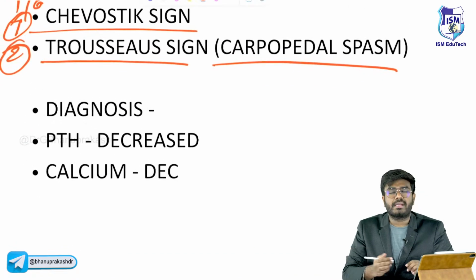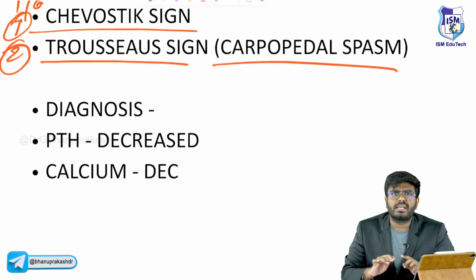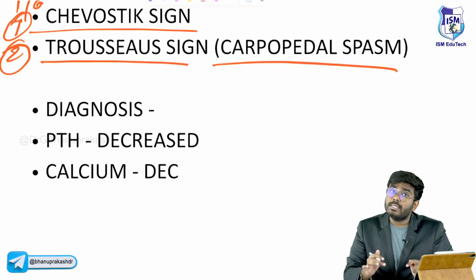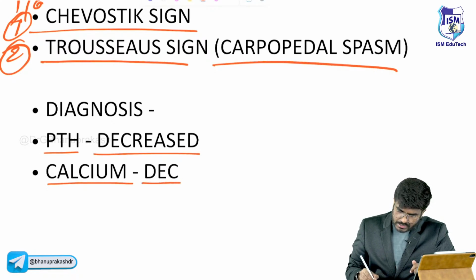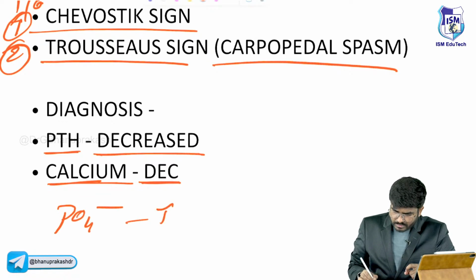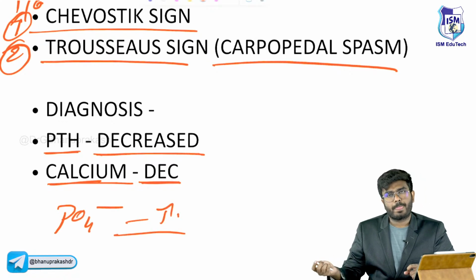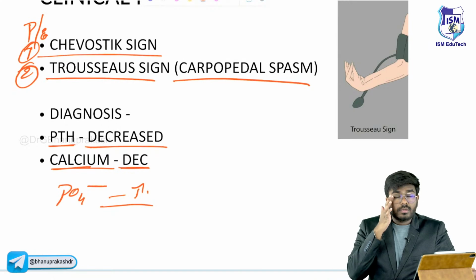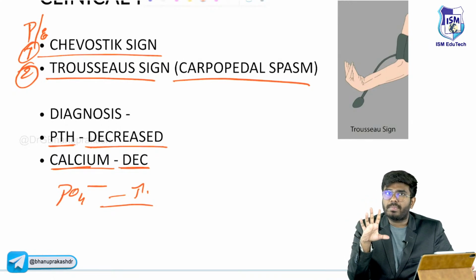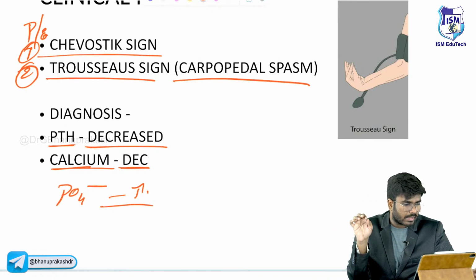Now, how can we make the diagnosis? Simple. It's hypoparathyroidism, right? Parathyroid hormone levels are less. Calcium levels are also less. What happens to the phosphate levels? Phosphate levels will be more. Parathyroid hormone is opposite to phosphate. Simple as that. So hypoparathyroidism is completed.